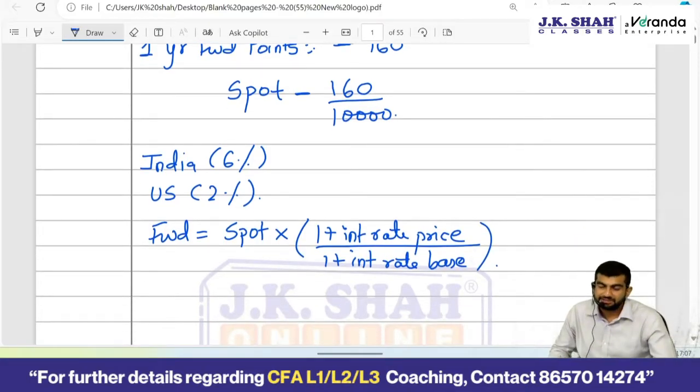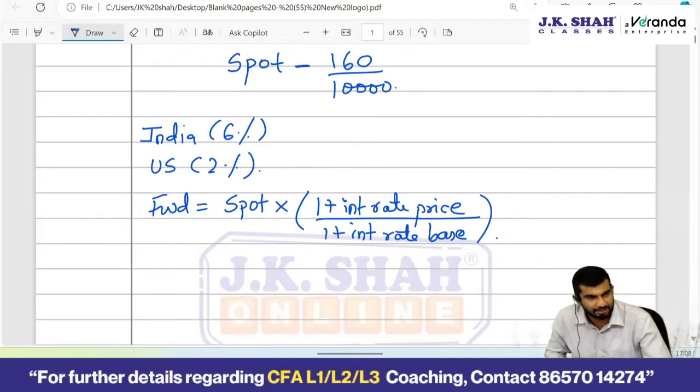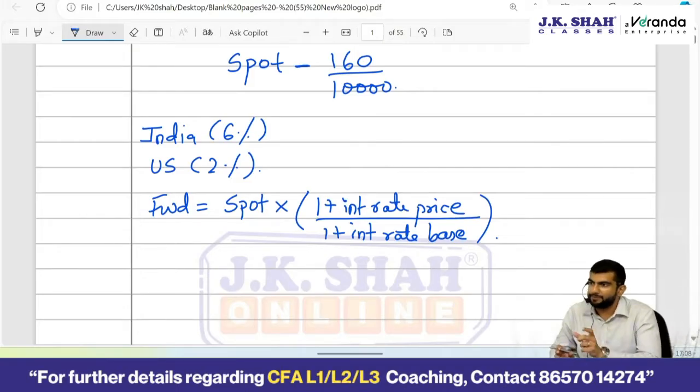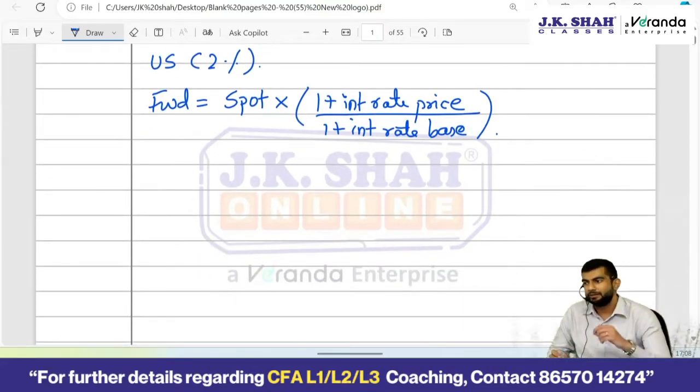Okay, now just be careful about the fact that if they give you all the details and ask you the 6-month forward rate, please appropriately adjust the interest rate. If they give an annualized interest rate, make sure you multiply it by 6/12 to convert it into the appropriate time period. Fine.